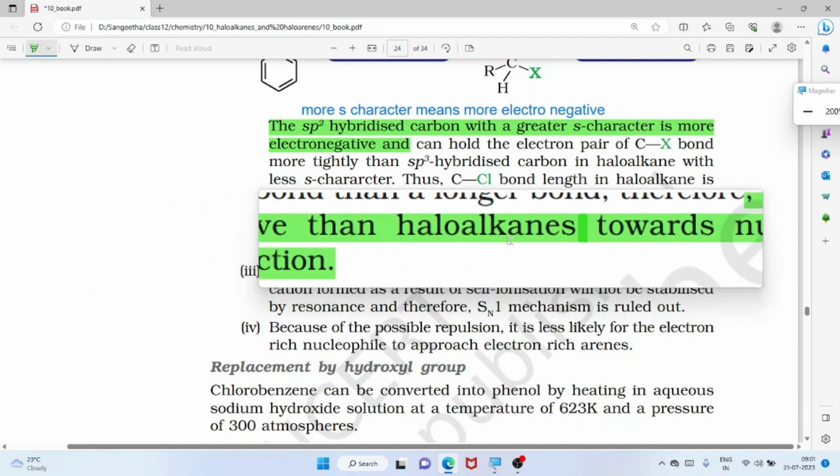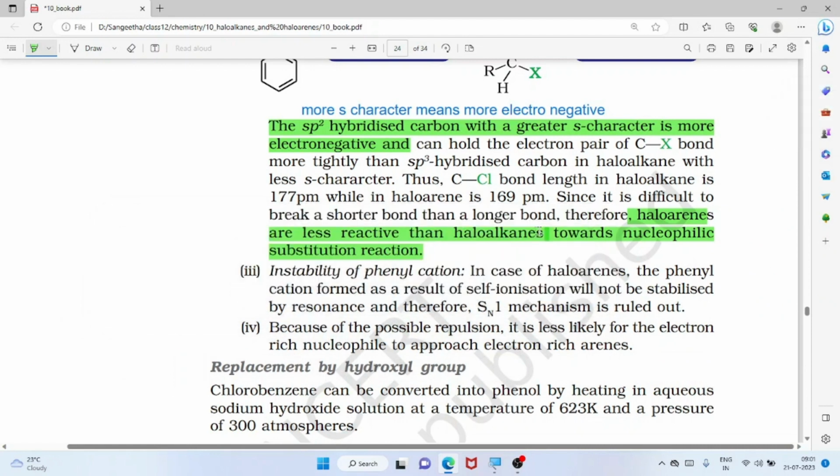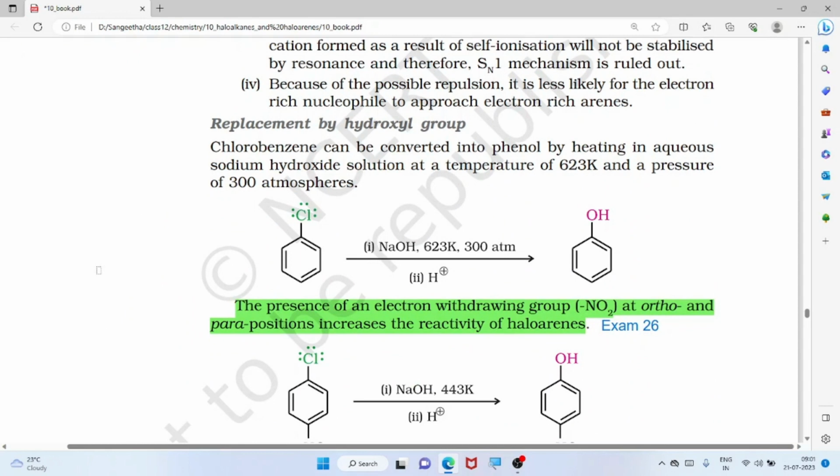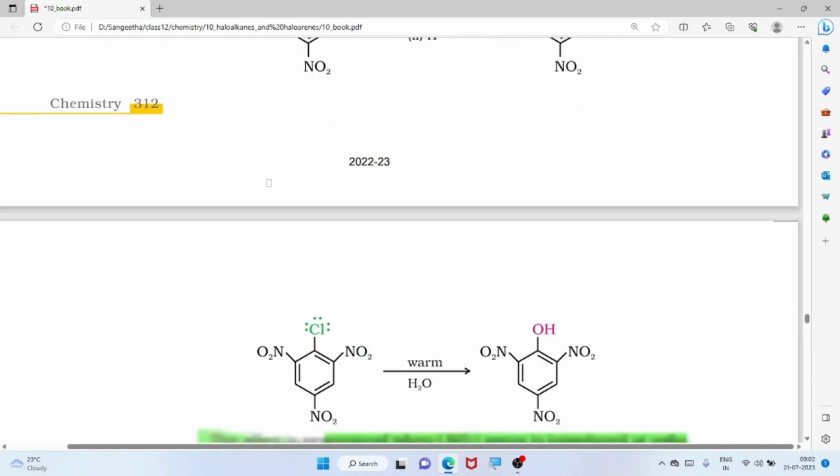Haloarenes are less reactive than haloalkanes towards nucleophilic substitution reactions. The presence of an electron withdrawing group, that is a nitro group, at the ortho and para positions increases the reactivity of the haloarenes.